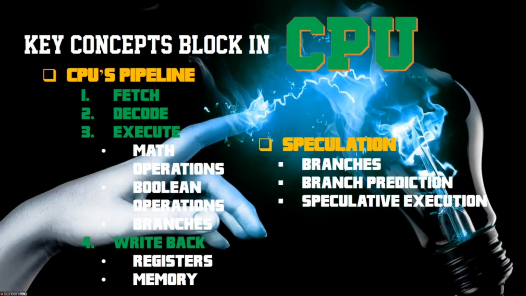Under CPU's pipeline, we have 4. We have fetch, decode, execute, and write back. Under execute, we have math operations, Boolean operations, and of course branches. Under write back, we have registers and memory. And we also have speculation, and under it, we have branches, branch prediction, and speculative execution.